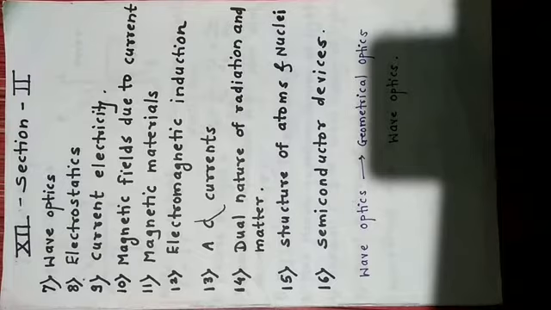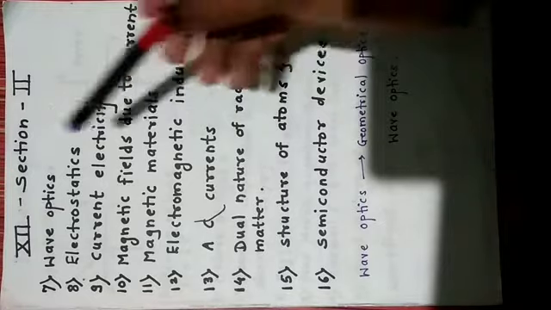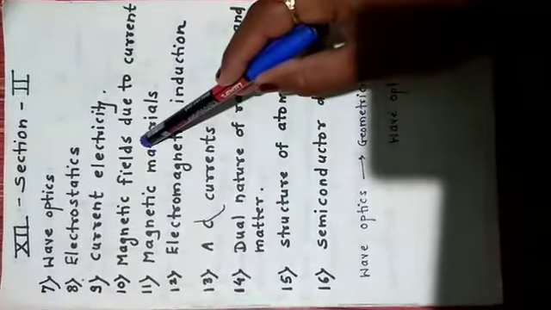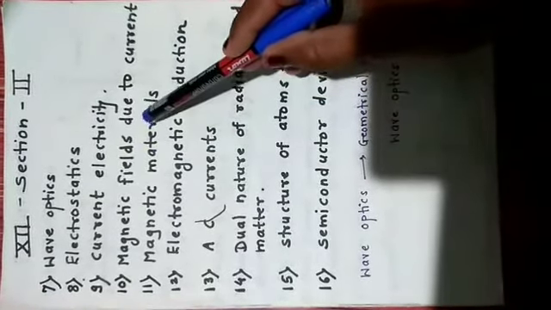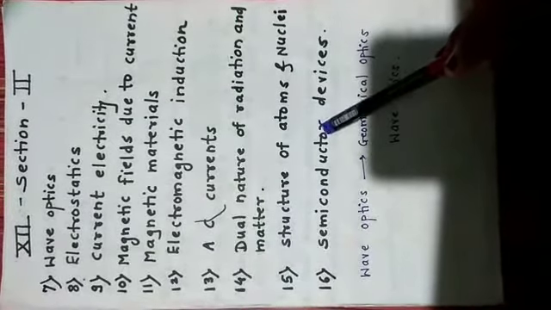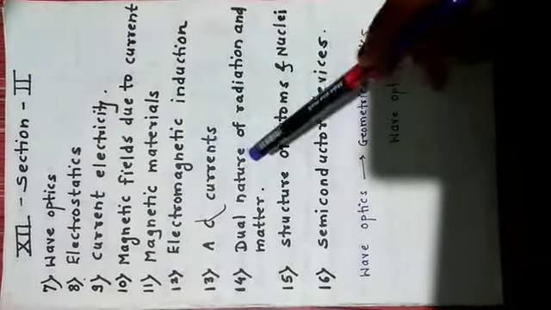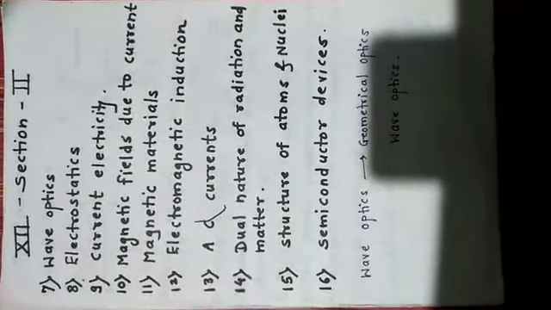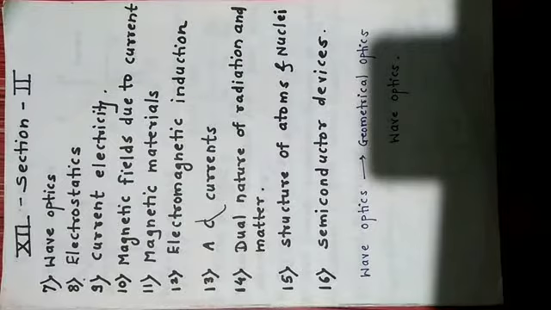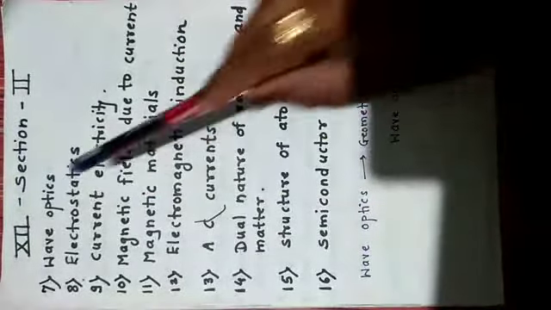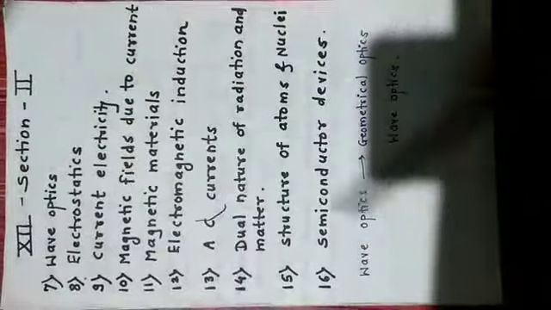Out of these 10 topics, you are familiar with wave optics, electrostatics, current electricity, then magnetic materials, meaning the concepts of magnetism, and the last topic, semiconductor devices. The rest of the topics are new to you. So, in today's lecture, we are going to start the 7th chapter of your syllabus and the first topic from section 2, which is wave optics.